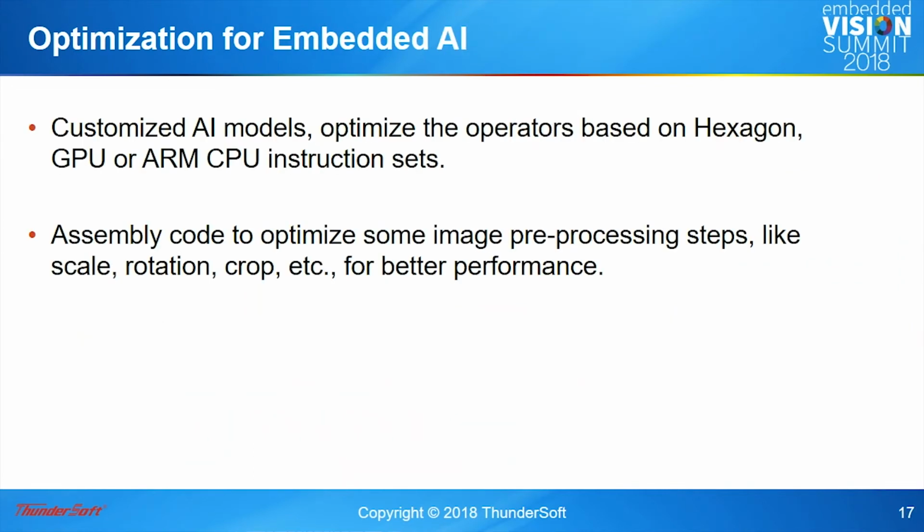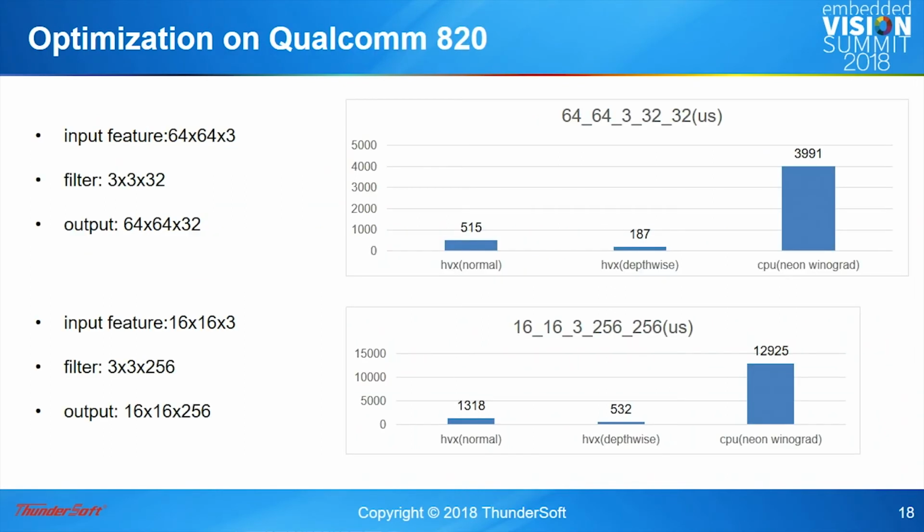Well, another case study for optimization for embedded AI would be that we could customize the AI model and write some operators based on Hexagon, DSP, GPU, or CPU instruction sets. And there could also be some assembly code you can write to optimize some image processing steps, like, for example, skew, rotation, crop, for better performance.